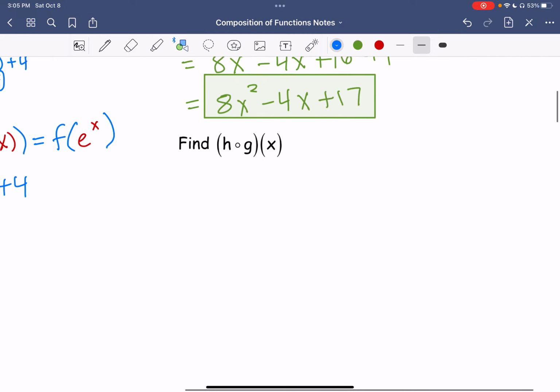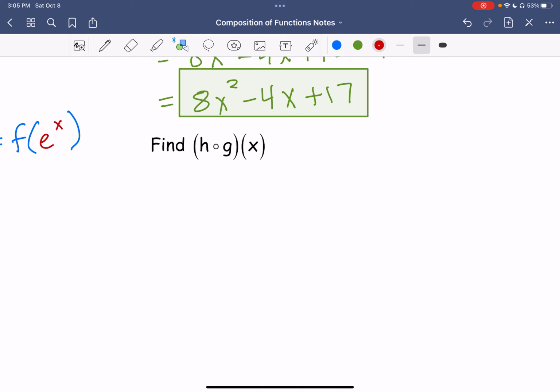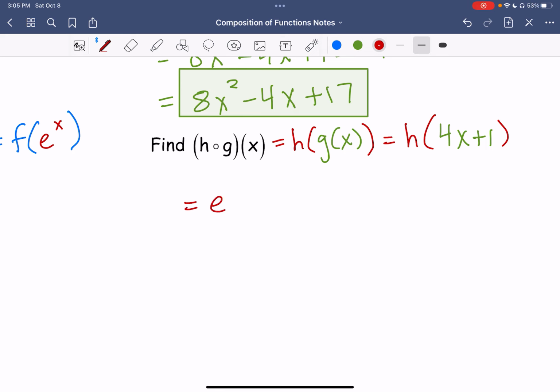Let's try another one. H composed with g. I'll rewrite that as h of g of x. Inside of h, I'm going to write the equation of g, which is 4x plus 1. And that x, I'm going to put it into the equation of h, which is e to the power of x. But instead of just x, I'm going to write 4x plus 1. Okay, and that is the final answer.